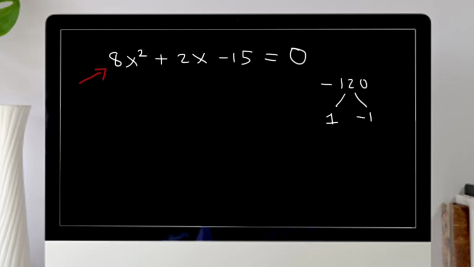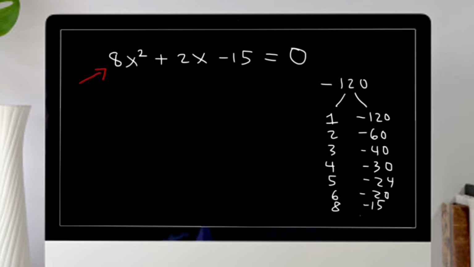Let's start with 1. We have 1 and 120, 2 and 60, 3 and 40, 4 and 30, 5 and 24, 6 and 20, 8 and 15. Now 10 and 12 seem promising. 10 and negative 12 differ by negative 2, but positive 12 and negative 10 adds up to positive 2. So what we're going to do in this problem is replace 2x with 12x and negative 10x, and then factor by grouping.